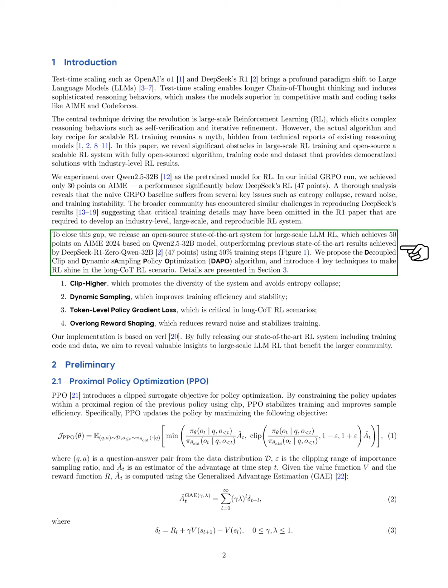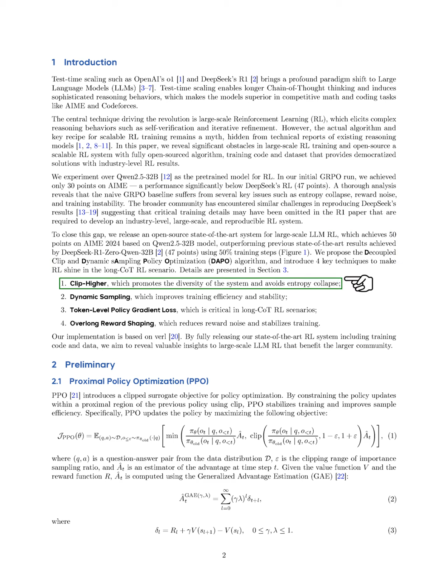We introduce the decoupled clip and dynamic sampling policy optimization (DAPO) algorithm, along with 4 key techniques to enhance RL performance in long chain-of-thought scenarios. These techniques include clip higher to promote diversity and prevent entropy collapse, dynamic sampling for improved training efficiency and stability, token-level policy gradient loss for long chain-of-thought scenarios, and overlong reward shaping to minimize reward noise and stabilize training.